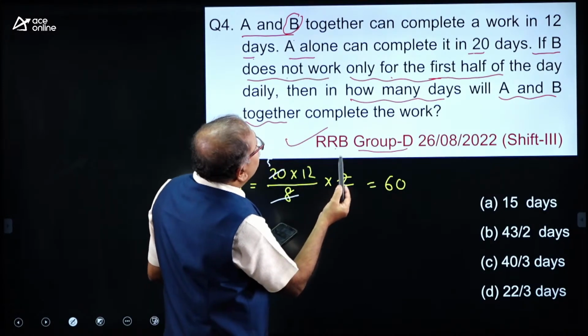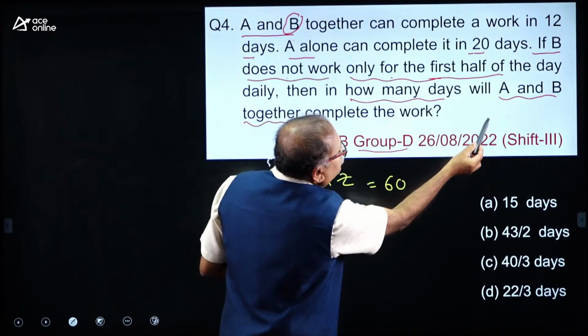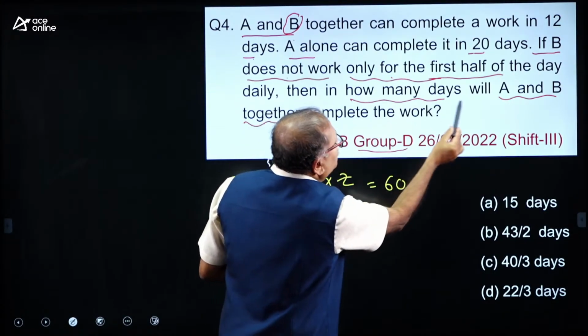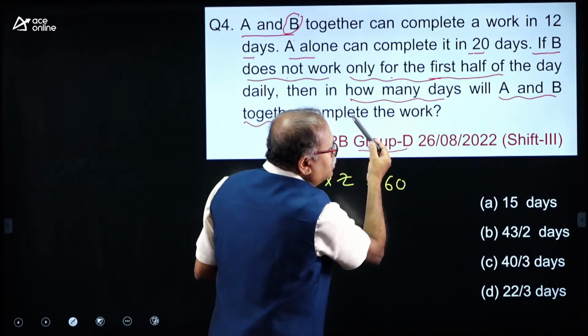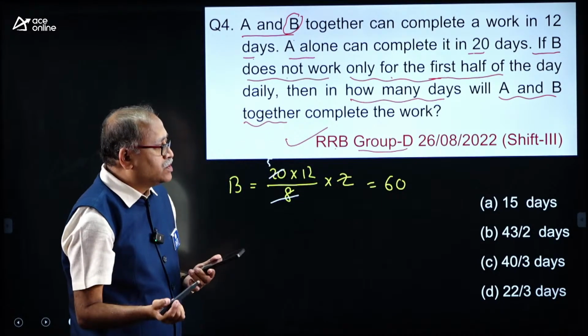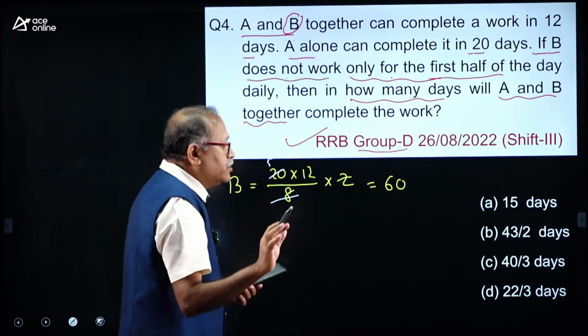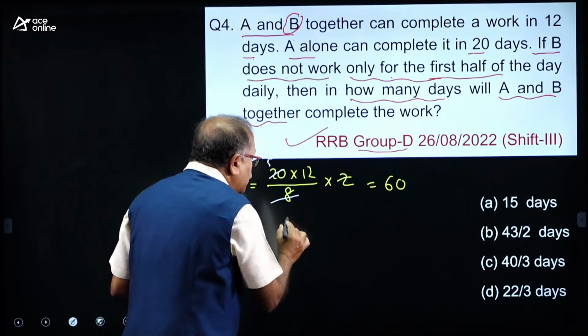We are dealing with question number 4. A alone can complete the work in 20 days. The question is, then in how many days A and B together can complete the work? So, what's the answer? Now, look at this, the easiest way to answer the question.